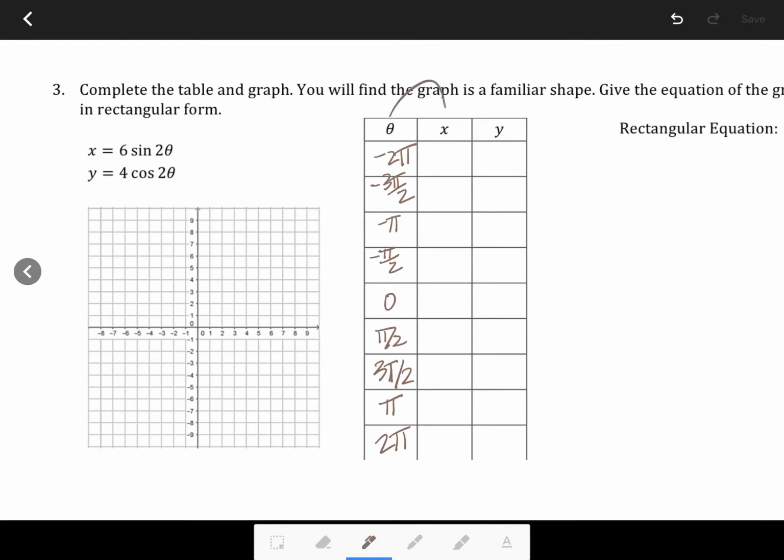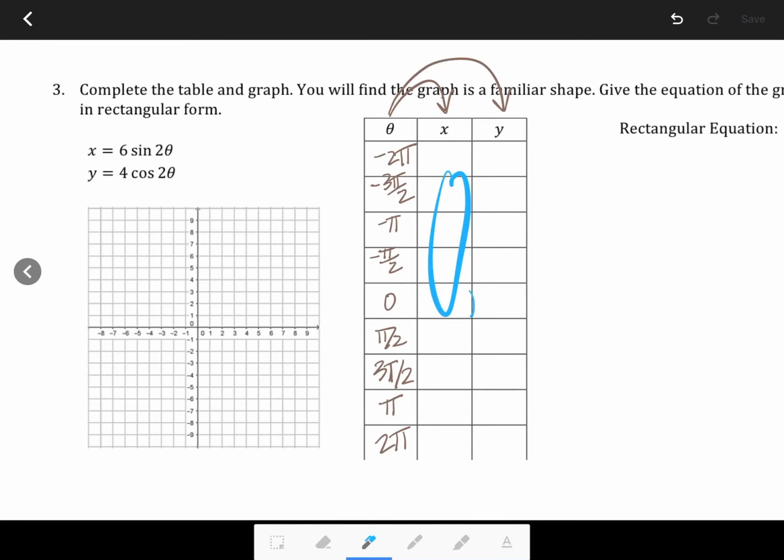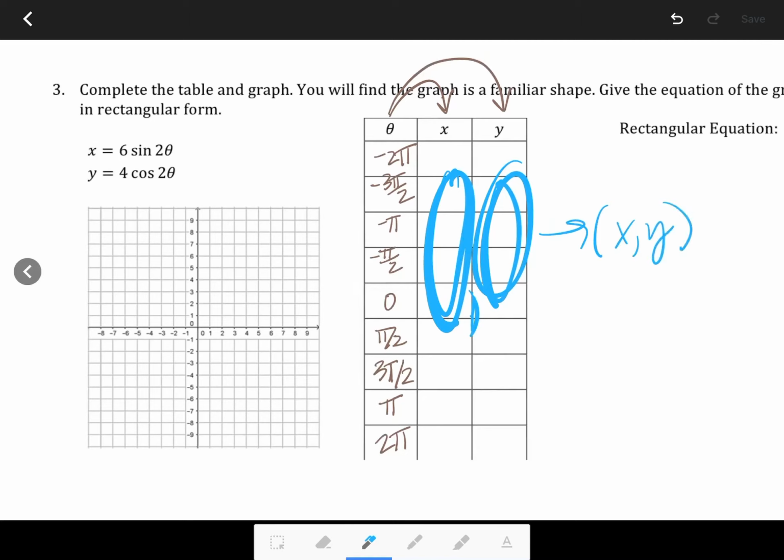But it's going to look the same, where we have to plug our theta values in to get our x's and our theta values in to get our y's. But then when we graph it, we are just graphing x, comma, y. So this column, comma, this column will be our ordered pair.